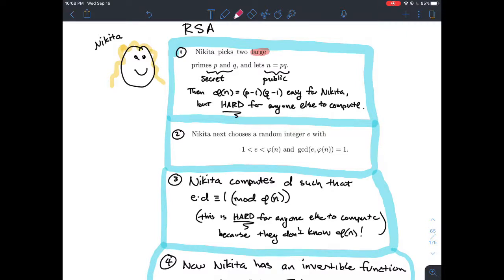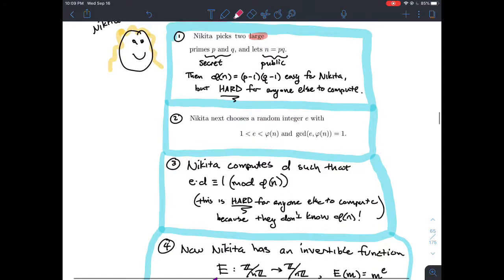Factoring has been a challenge for like 2,500 years, and it's still a really difficult problem for humans and computers to do. So right now, everybody knows n, but it's very hard to factor it. But it's very easy for Nikita to factor it, and it's very easy for Nikita, again, to compute what phi of n is. Essentially, she is the only one who knows what phi of n is. You can think of it that way, too. The next thing Nikita will do is she will randomly pick some integer e that's between 1 and phi of n, as long as e is relatively prime to phi of n.